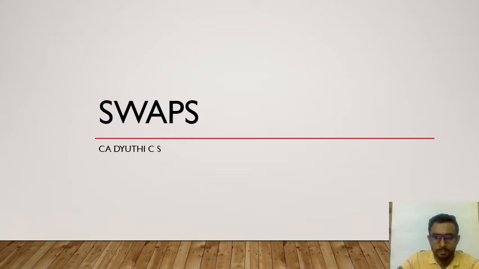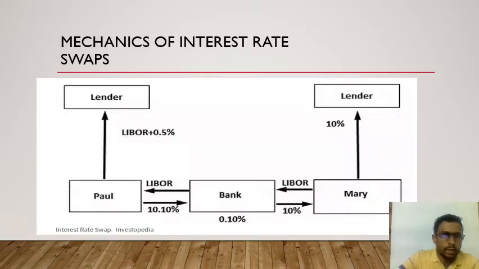Hi friends, we're going to start with a new topic, that is swaps. Let's start. Coming to the mechanics of an interest rate swap, it is pertinent to note why people do interest rate swaps. For hedging purposes, interest rate swaps are done to convert a floating rate of interest to a fixed rate, and a fixed rate of interest to a floating rate. For speculation purposes also, these swaps are done.